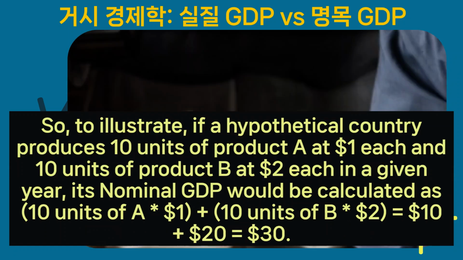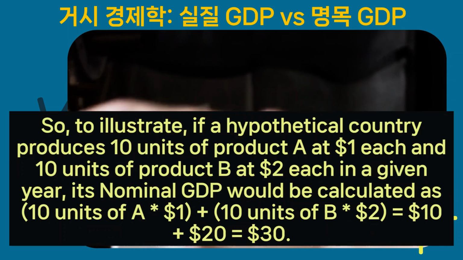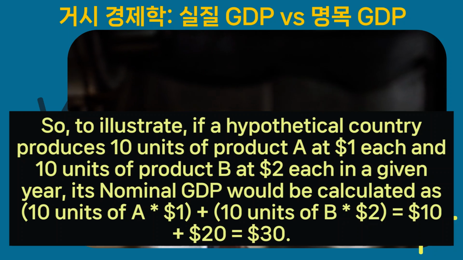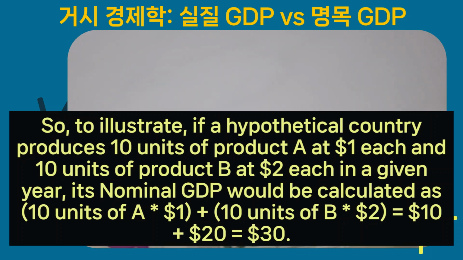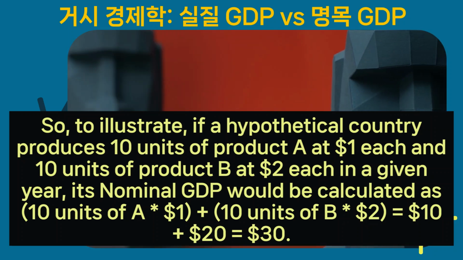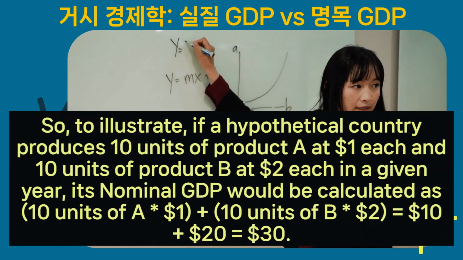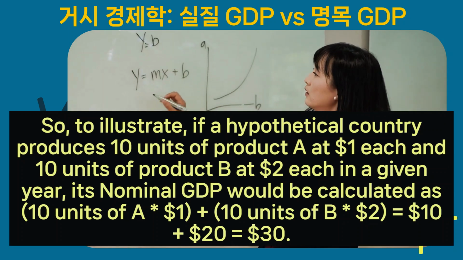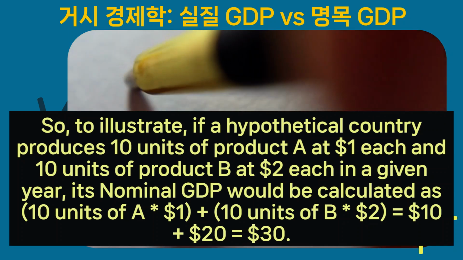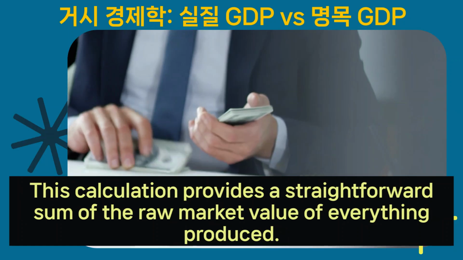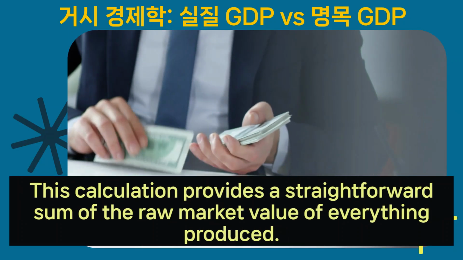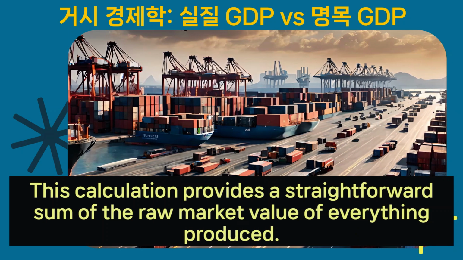were sold. So, to illustrate, if a hypothetical country produces 10 units of product A at $1 each, and 10 units of product B at $2 each in a given year, its nominal GDP would be calculated as 10 units of A times $1, which is $10, plus 10 units of B times $2, which is $20, for a total of $30. This calculation provides a straightforward sum of the raw market value of everything produced.